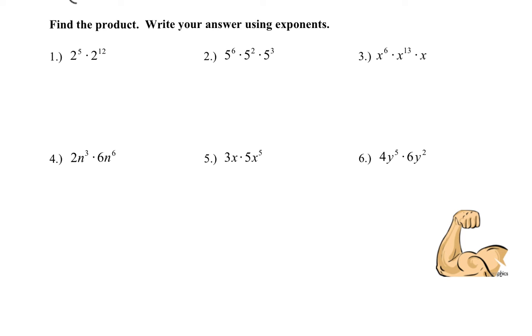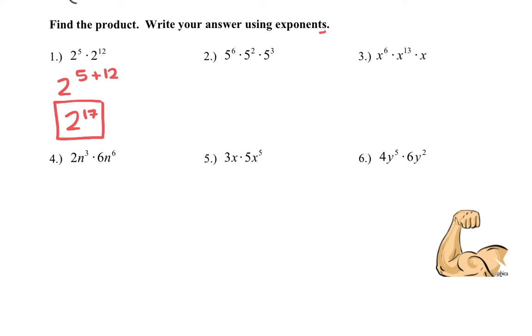Looking at example 1, as always, the first thing that we want to ask is, what is the base? In this problem, 2 is the base. So this would be 2 to the 5 plus 12. In other words, if we were writing this out as repeated multiplication, it would be 2 times 2 times 2 times 2 times 2 times 2, 12 more times, so lots of 2's. So this is 2 to the 5 plus 12, so my answer is 2 to the 17th power.